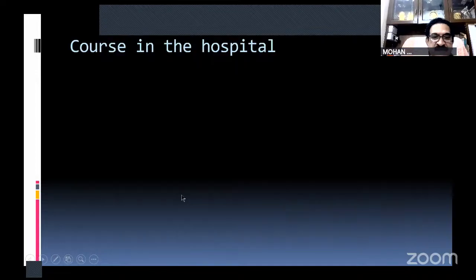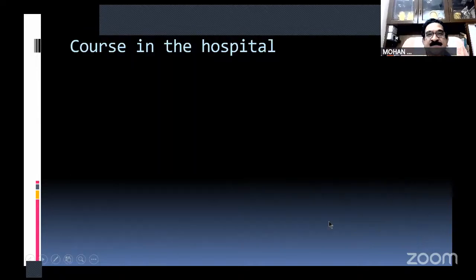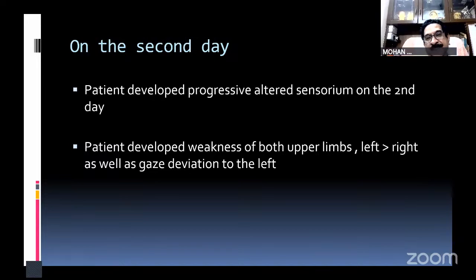Where is that? Sorry. I'll show it. You can see the scar in the posterior part. So, she was admitted to the hospital. Then what happened? We put the patient on antituberculous drugs and steroid. Patient developed progressive altered sensorium on the second day, and developed weakness of both upper limbs, left more than the right, as well as gaze deviation to the left side. So what might have happened?